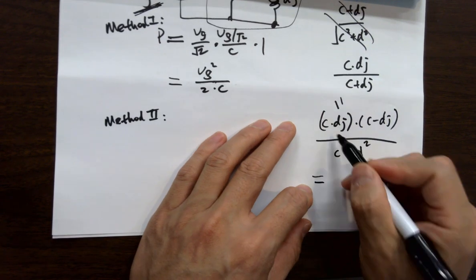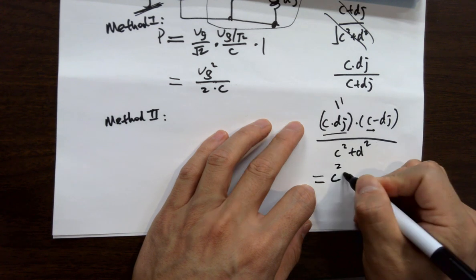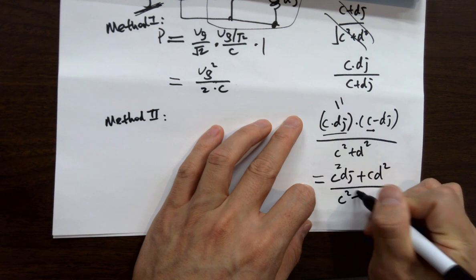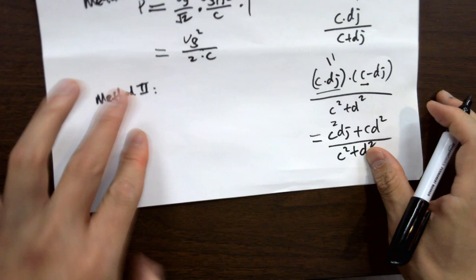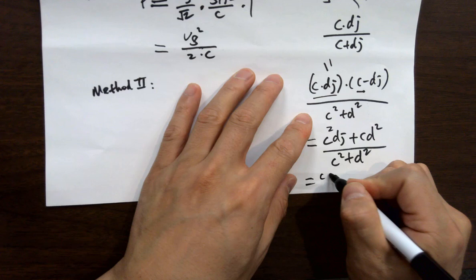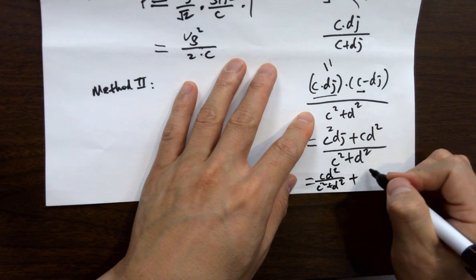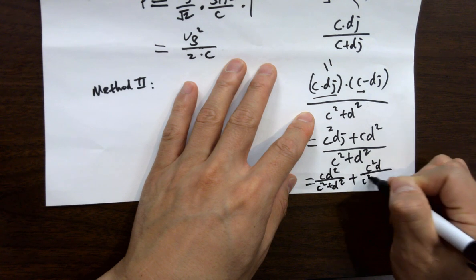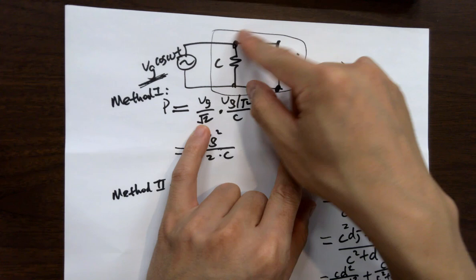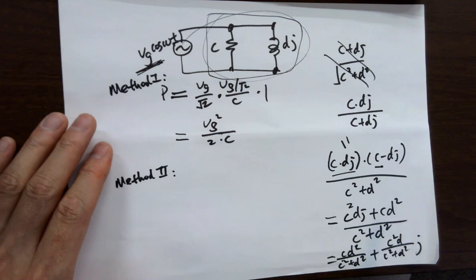All right, this equals C squared DJ plus C D squared over C squared plus D squared. All right, so these guys have to split it into the real part and the imaginary part. So you are getting C D squared over C squared plus D squared. That's the real part. And C squared D over C squared plus D squared J. Okay, so that's the impedance of this whole thing. So method 2, focus on the whole impedance. It's still gonna work, same results.